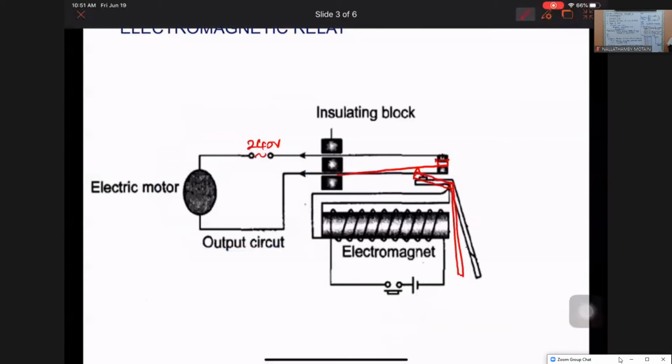So I repeat, when the switch is closed, current flow in the coil makes the soft iron core become an electromagnet. Then the soft iron armature is being pulled. Soft iron armature being pulled. That time, the contact will be closed. Secondary circuit will be activated.